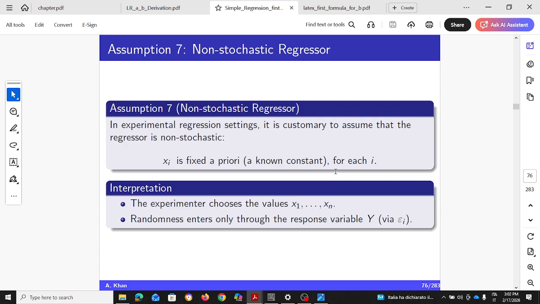So here comes our assumption number 7, non-stochastic regressor. It means that it is natural to have this value of xi fixed a priori. So we fix this value, we treat it as a constant. Whoever is doing the experiment says this value is constant. As we see in our example, the price was fixed. So this is the constant term, and the randomness only enters because of the epsilon, the natural errors, which we don't know from the data. We can just find the residuals, but the rest of the errors we don't know, which come from the outside. So that is the random part.